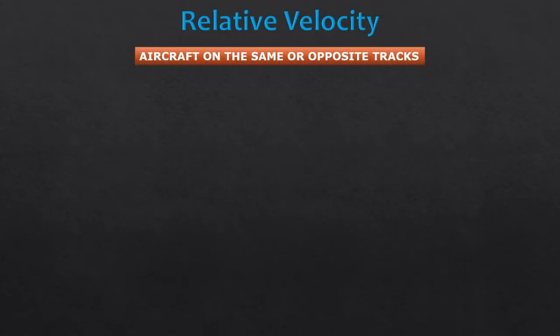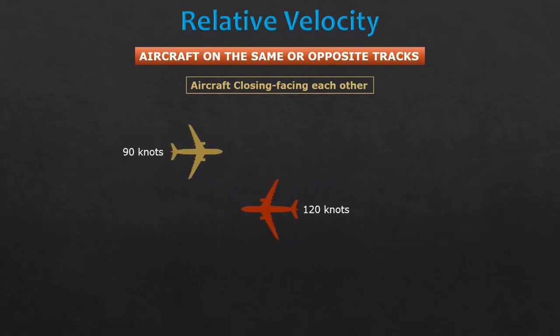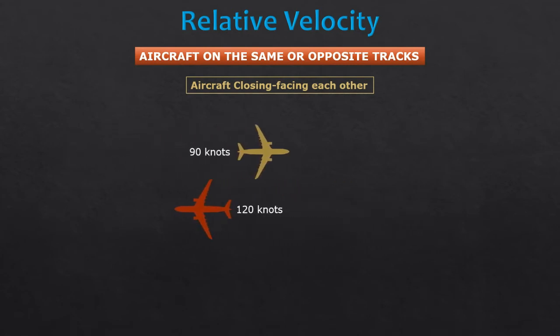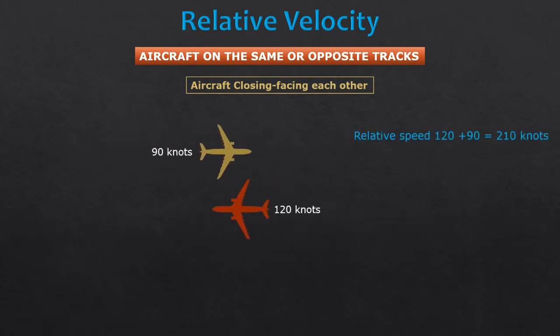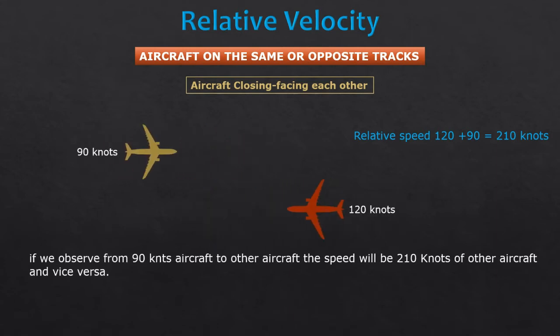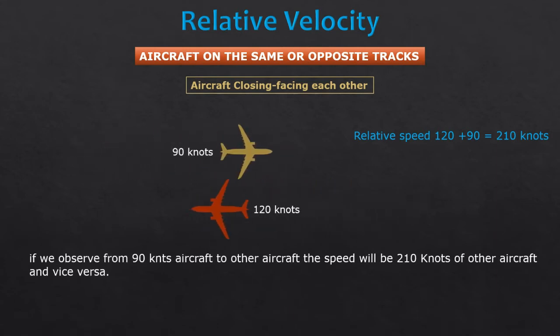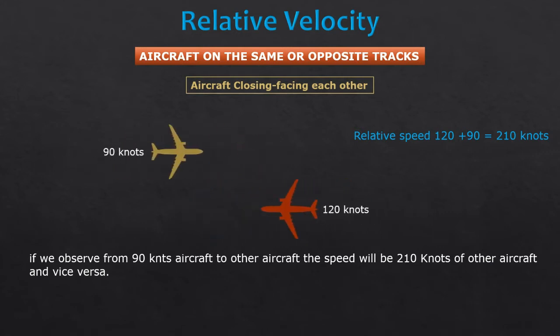Aircraft on the same or opposite track. First example: if aircraft are closing or facing each other. There are two aircraft. The first aircraft has a speed of 90 knots and the second has 120 knots. So the resultant speed is 120 plus 90, that is 210. If we observe from the 90 knots aircraft to the other aircraft, the speed will be 210 knots for the other aircraft, and vice versa.